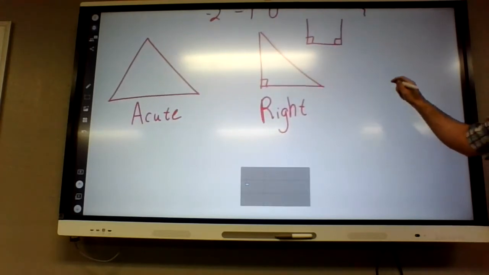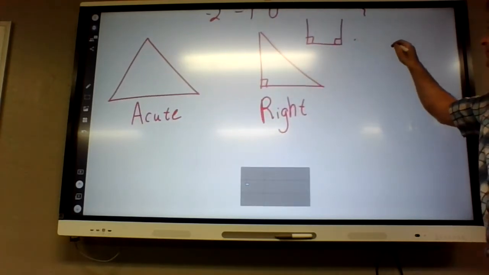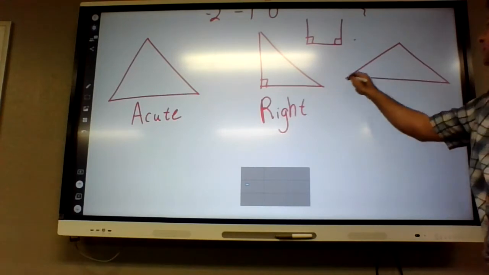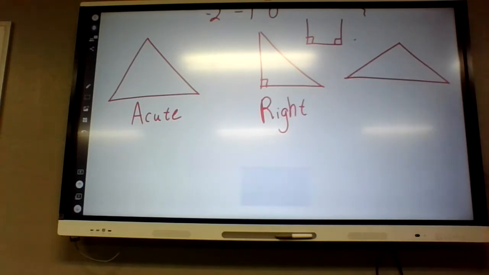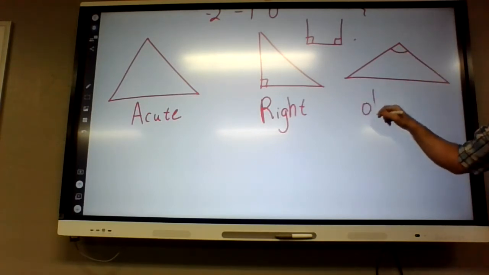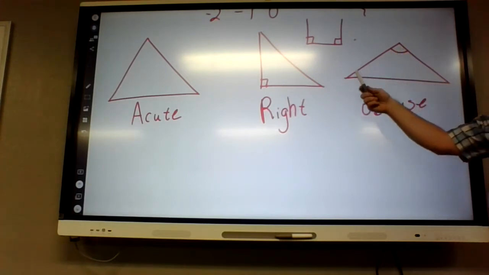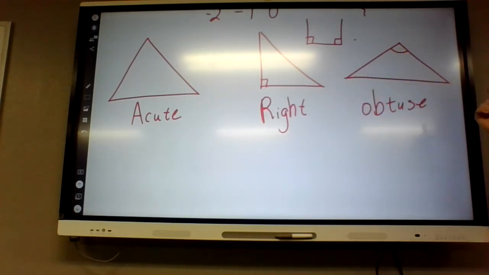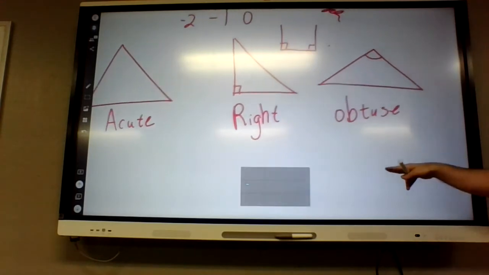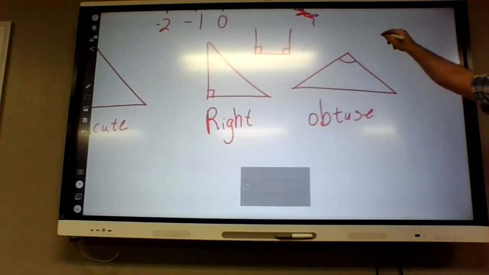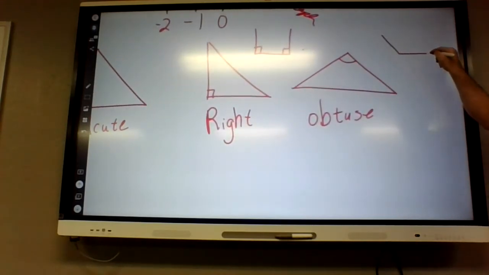Okay, so what am I missing here? What kind of triangle is that? What kind of angle is that right there? Obtuse. And what are the two non-obtuse angles? Acute. So it's got one obtuse, two acute. Is it possible to do two obtuse angles in a triangle? No. It's not going to come together.